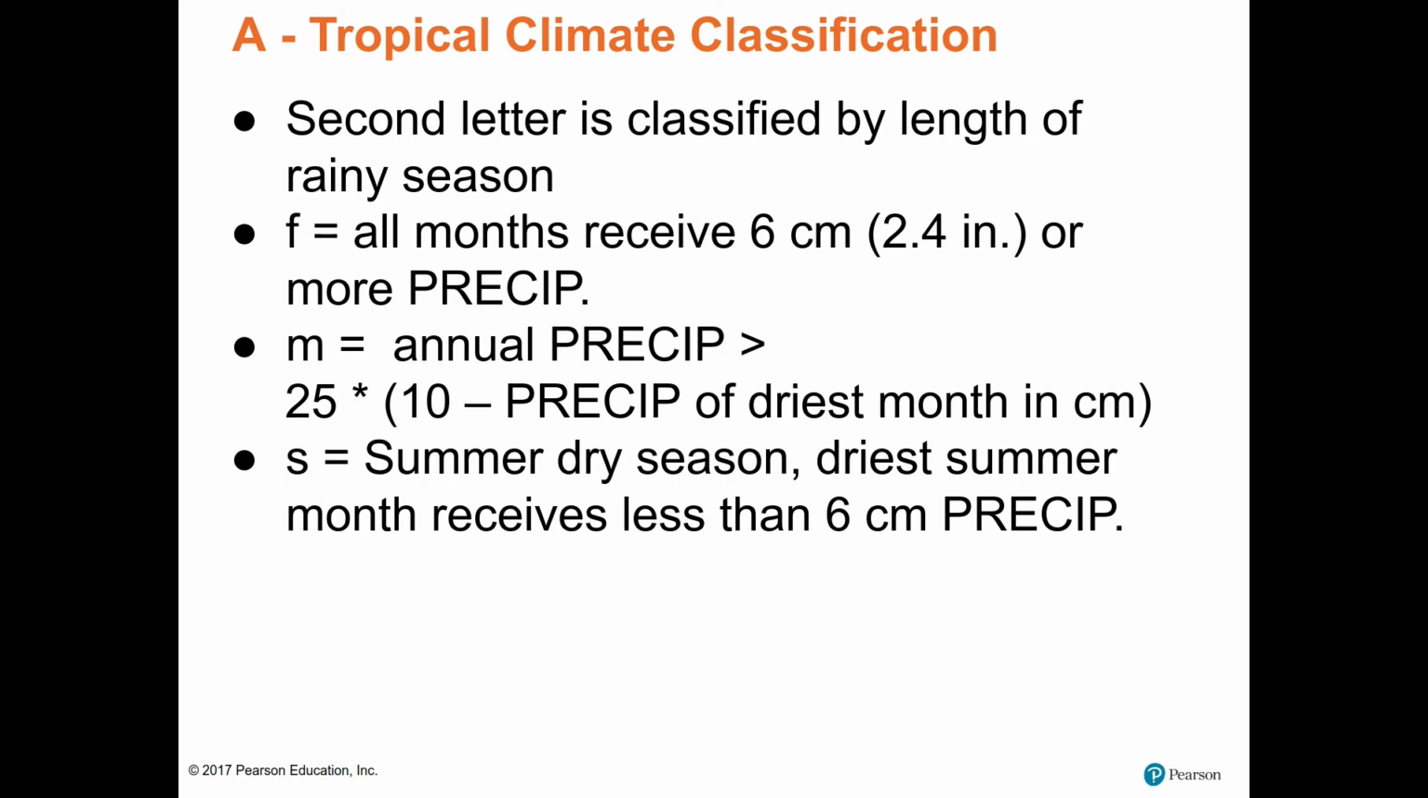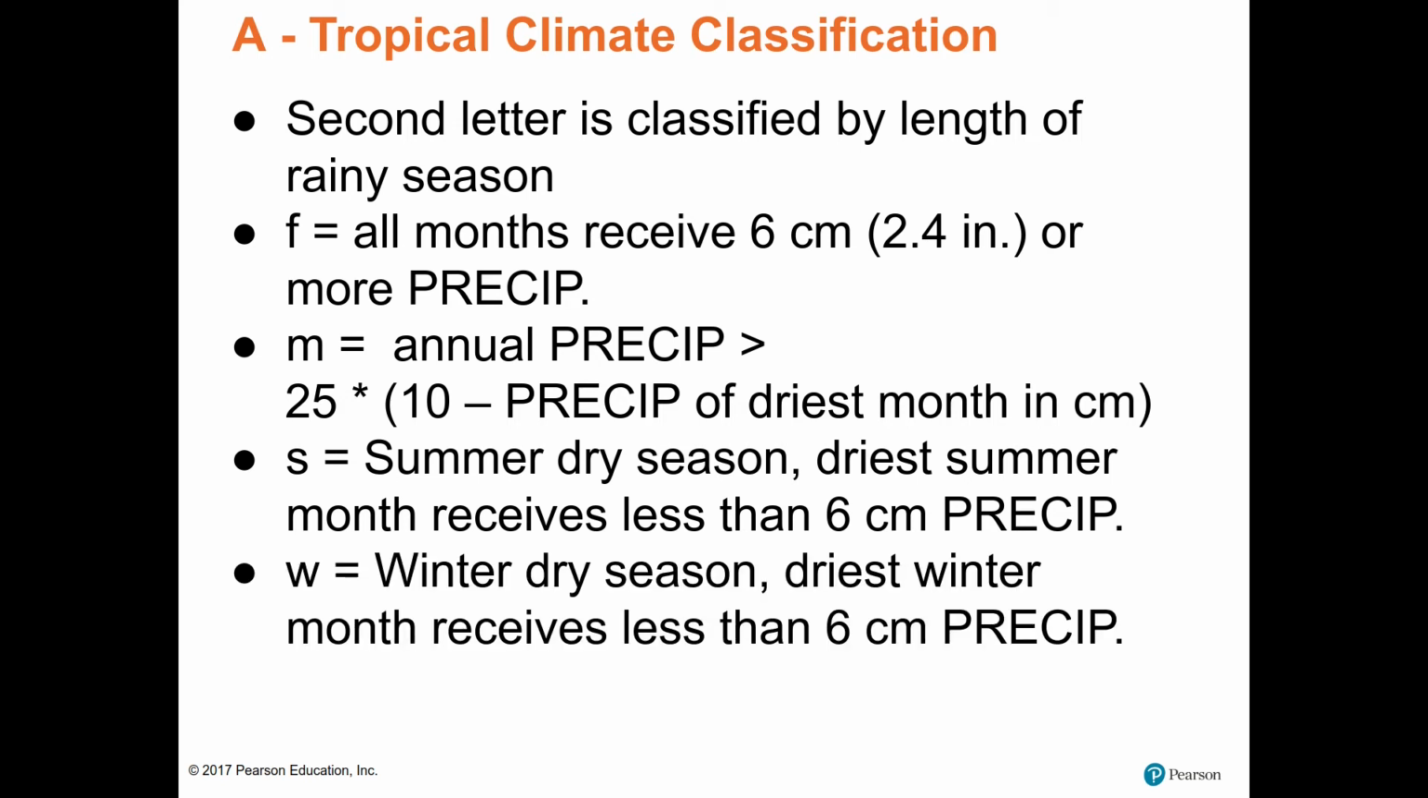Or is it an AS climate with a summer dry season, with the driest summer month receiving less than 6 centimeters precip? Or is it an AW climate with a winter dry? I think the second letter, the S and W, is easier. S, summer dry; W, winter dry. So if the driest month in the summer gets less than 6 centimeters, then it's a summer dry season. If the driest winter month gets less than 6 centimeters precip, it's an AW climate.